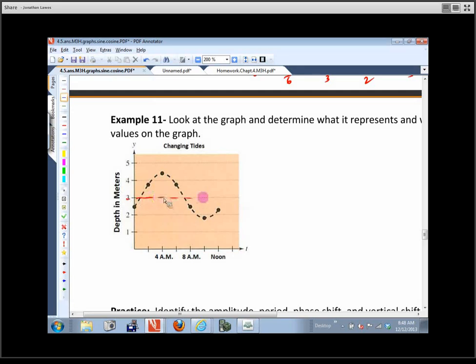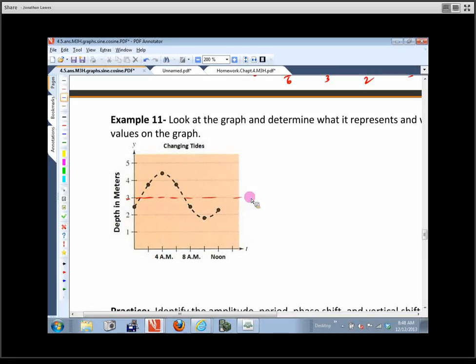I'd say probably about right there. Does that look about right? Somewhere in that ballpark. Okay? So we got the center line there.